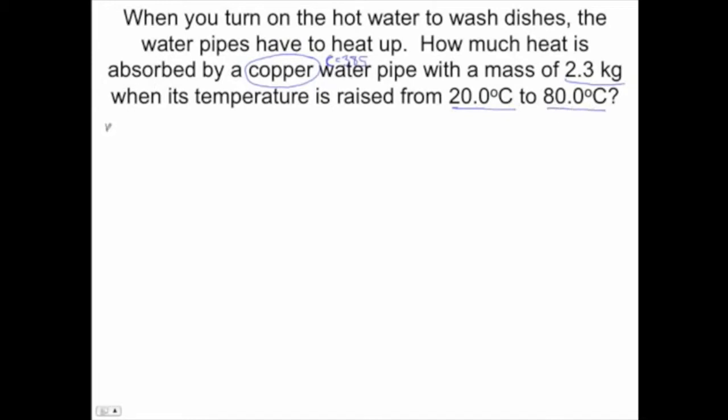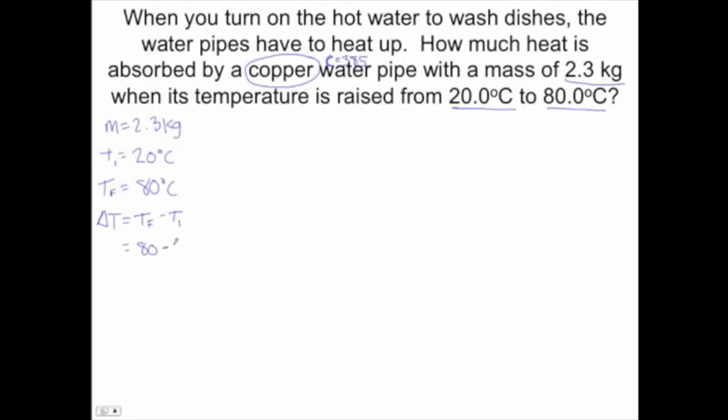So let's write the things that we know. We know our mass, and it's 2.3 kilograms. It's already in kilograms. We don't have to worry about changing it. We have our initial temperature of 20 degrees Celsius. We have our final temperature of 80 degrees Celsius. And when I get to this point, a lot of times I just go ahead and calculate my delta T because I'm here anyway, so I might as well deal with it.